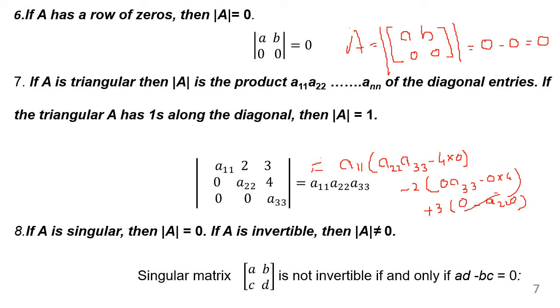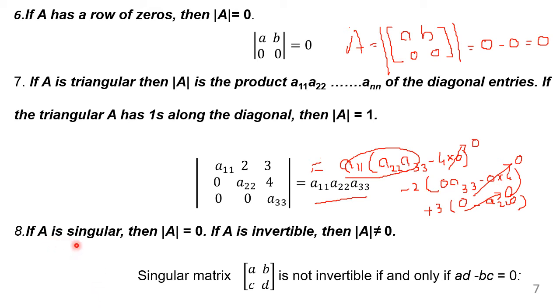So you can see that this is 0, this is 0, however this is 0. So the answer is going to be A11, A22, A33. We'll go to the eighth property.